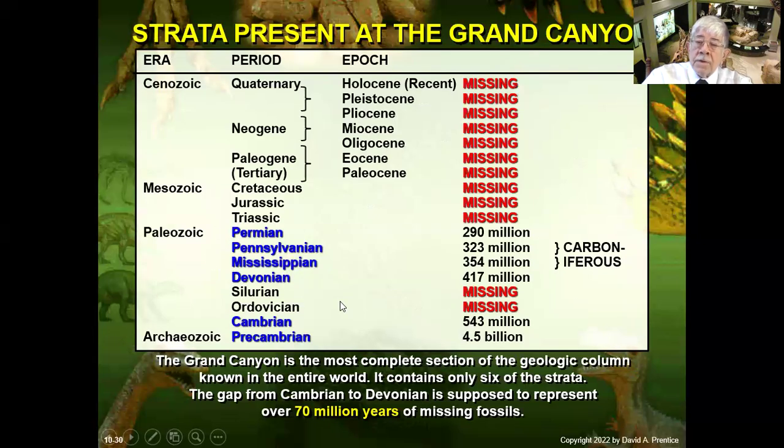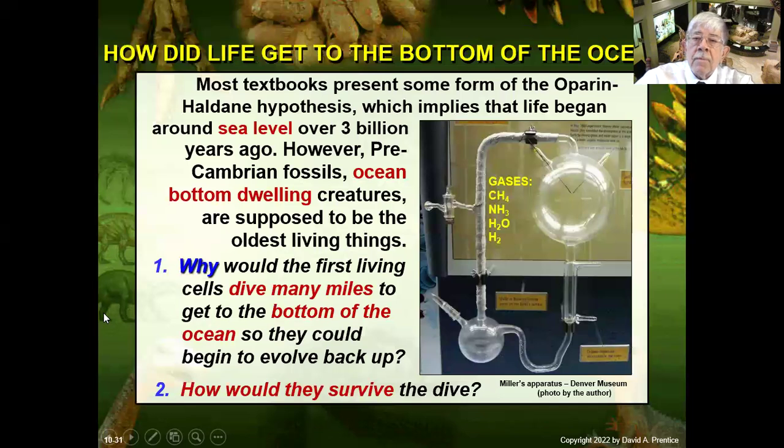Remember, the Grand Canyon is the single most complete section of the geologic column in the entire world. It contains only 6 of the strata. And the gap from Cambrian to Devonian is supposed to represent over 70 million years of missing fossils. And then likewise, the gap from Permian to Triassic is missing a tremendous amount of fossil evidence.